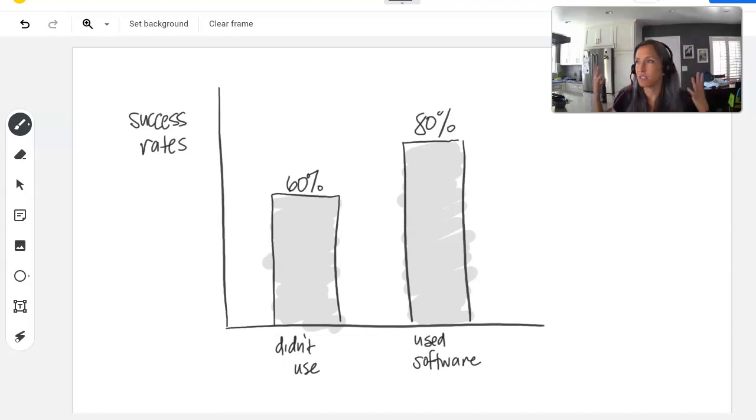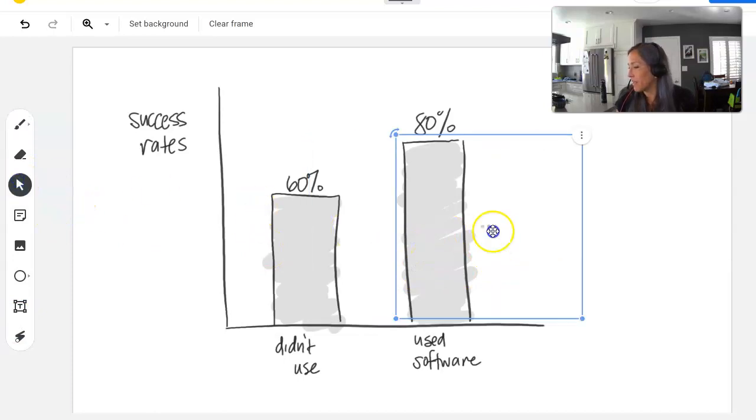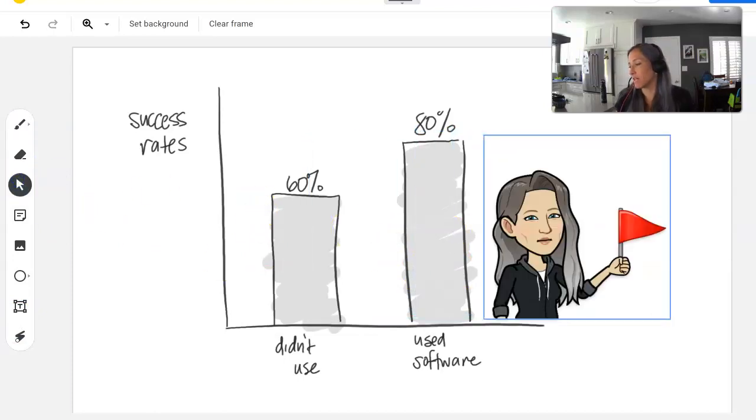60% of the students who were in sections that didn't use the software did not succeed in the class, whereas 80% of students who were in classes that used the software were successful. Look at this huge improvement that the software gave them. And so I hope that you are, similar to me, a bit of a curmudgeon, and you're sitting there going, I feel like there's a bit of a red flag here. There's something more going on.